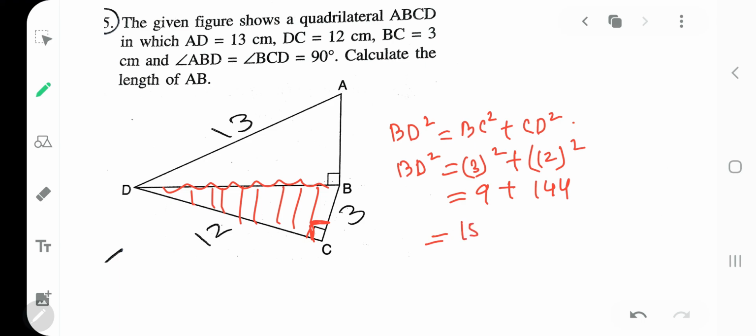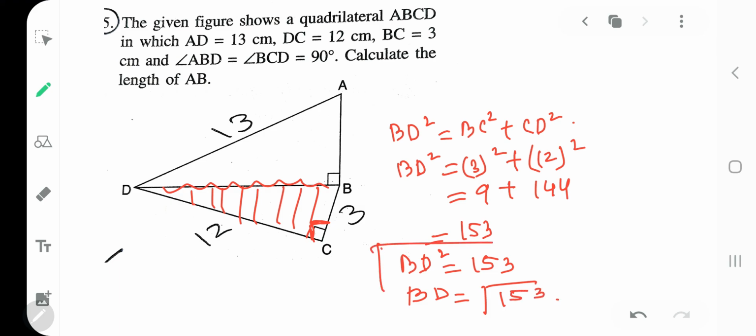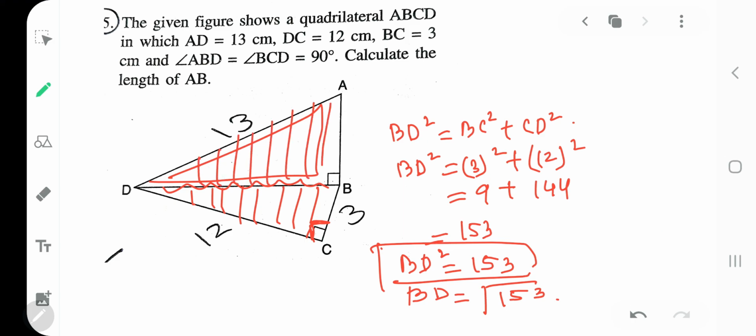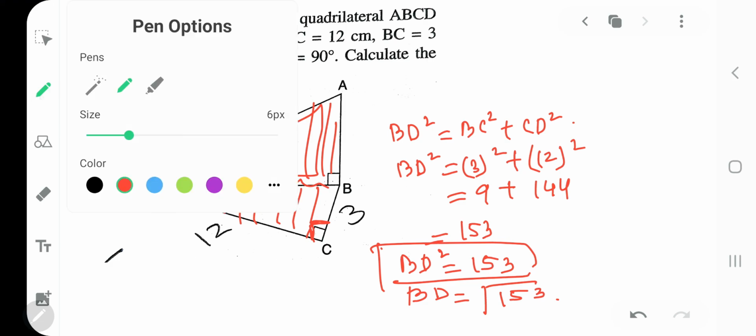So you got this as 153. So BD square will be 153. What will be BD? BD will be root of 153. Now use this BD square in your this triangle, the upper triangle. In your upper triangle you have to use this. So now BD square you got.